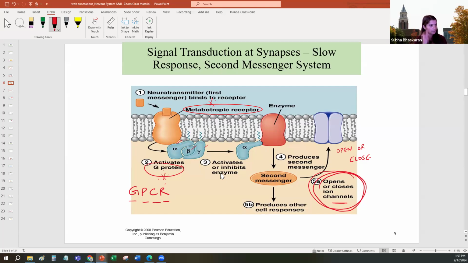So I want you to keep in mind, metabotropic receptors are receptors that are coupled to G protein, and there could be receptors of this type that eventually help open or close ion channels. Got it? Okay. Which will still affect what? What is our goal? Opening or closing will still affect membrane potential. Yes or no? Right? That is our goal.